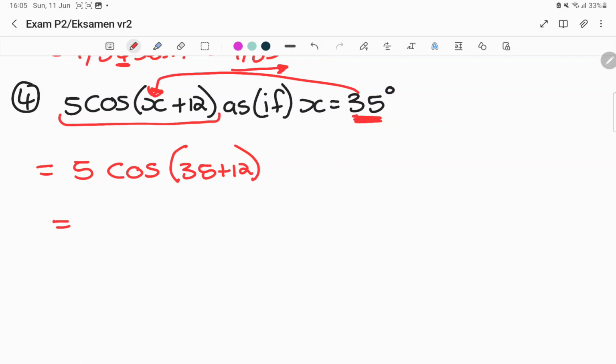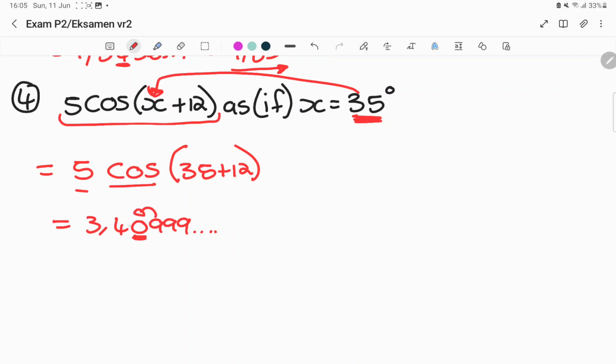I'm going to say 5. I'm going to say cos. It's going to give me my bracket. In my bracket, I'm going to say 35 plus 12. I'm going to close my bracket. And then it will give me an answer of 3,40999. Rounding it off, there's my second decimal.